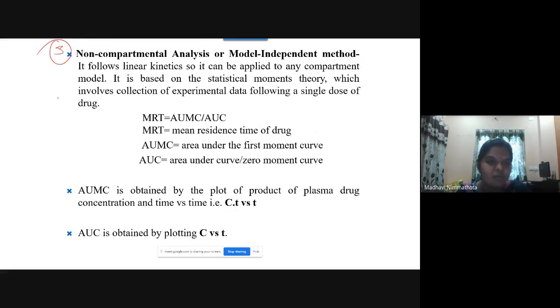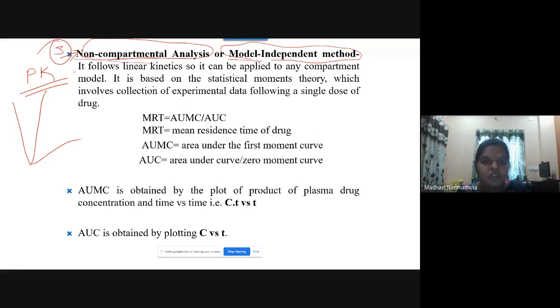And this is the last one, the third model to analyze the PK data. This is the last topic in your second unit, right? So the non-compartmental analysis is also there. The name itself indicates that it does not follow any compartments. That's why it is also called model independent, which means it is not following any model. It follows linear kinetics, so it can be applied to any compartment model. It will be applicable to any type of compartment model.